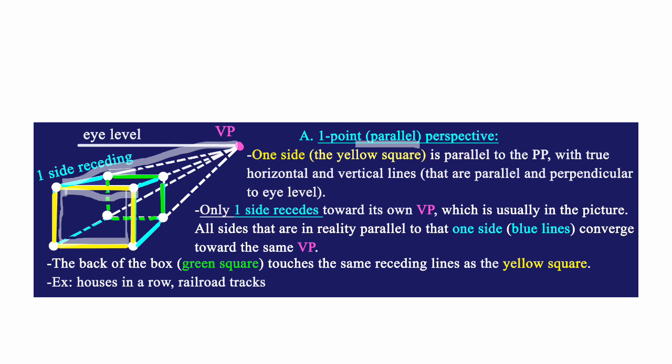And then if we drew another square touching the same converging lines as the yellow one, then these two squares would have to be the same size. An example of this is houses in a row or railroad tracks.